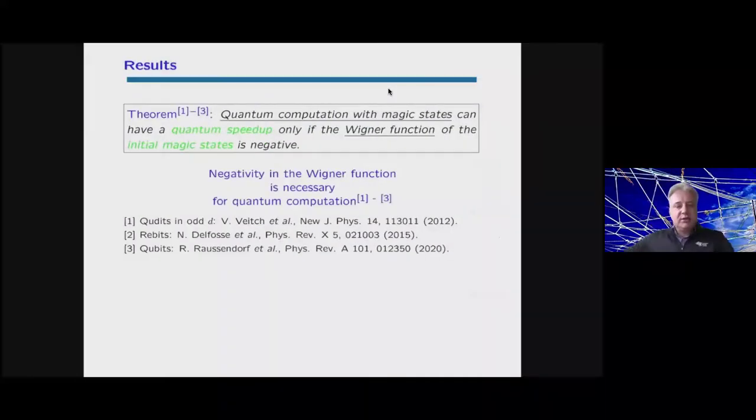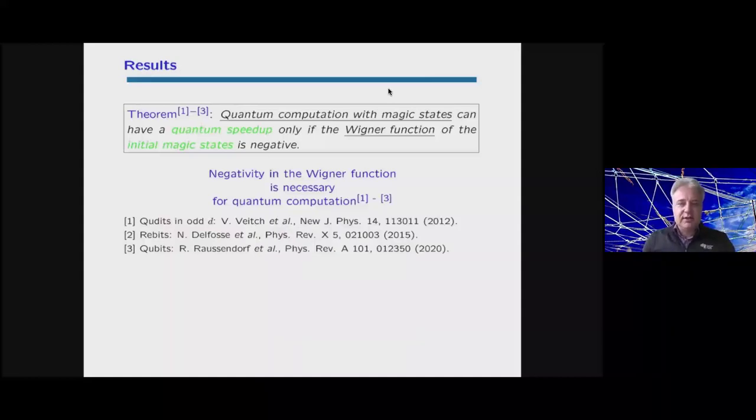Now, what has been shown invoking Wigner functions in quantum computation? It has been shown that quantum computation with magic states, which is our computational scheme, can have a quantum speedup only if the Wigner function of the initial magic state is negative. So negativity in the Wigner function is a necessary precondition for quantum speedup. This result was first shown by the Emerson group for qubits in odd dimension and has been subsequently generalized to other settings. So two comments about this slide.